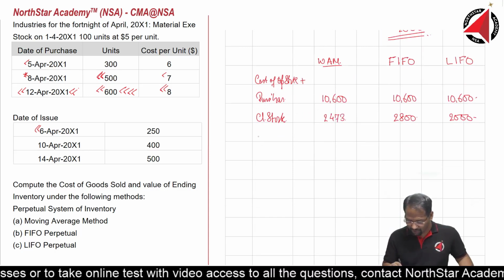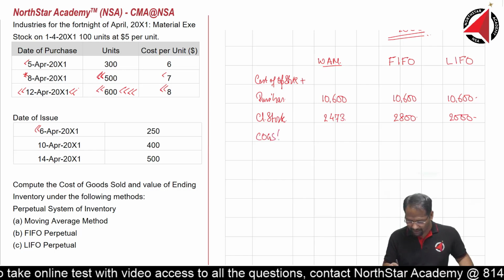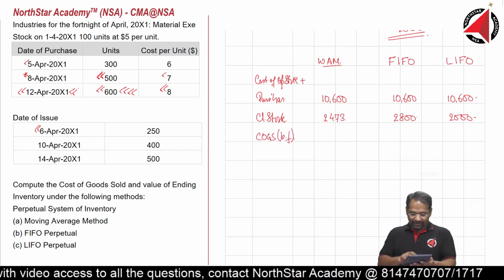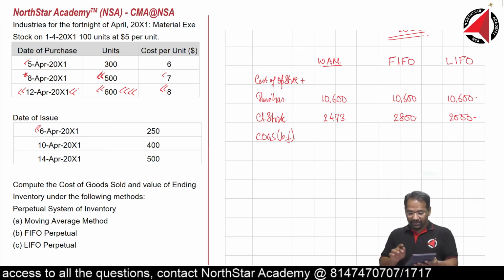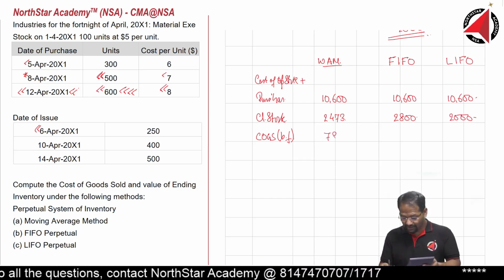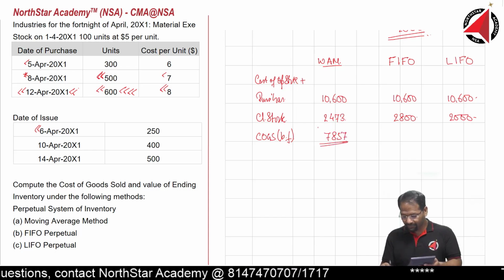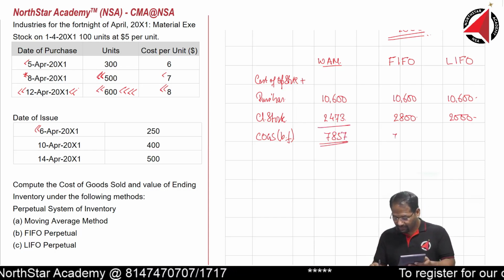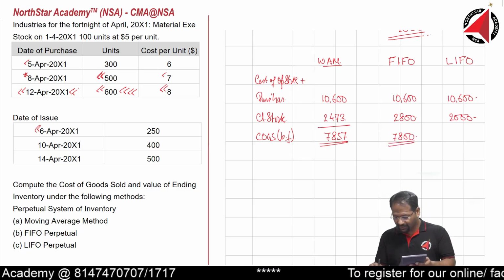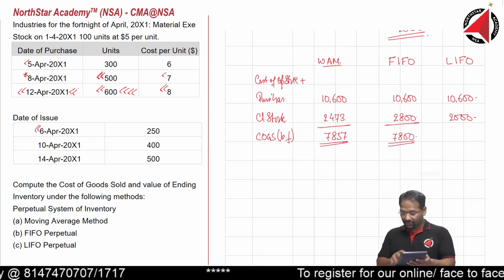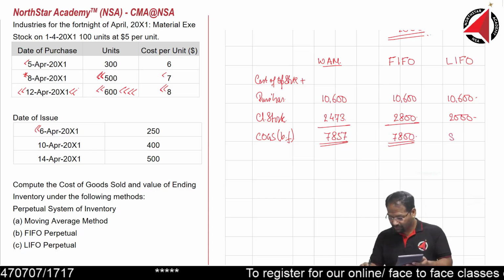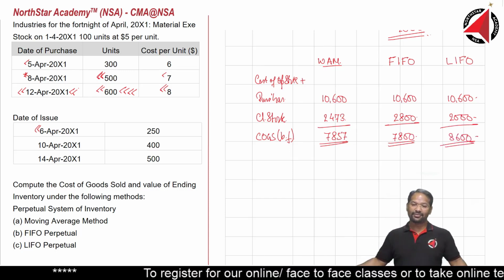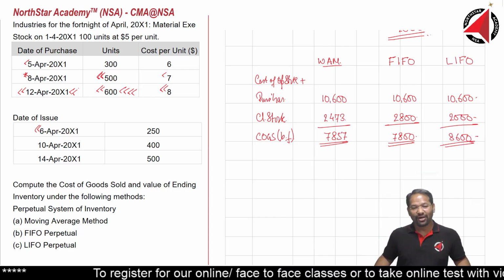And cost of goods sold becomes our balancing figure. So 10,600 minus 2,473, we get 7,857. 10,600 minus 2,800, we get 7,800 here. And the last one, 10,600 minus 2,000, we get 8,600 here. I hope you have understood it.